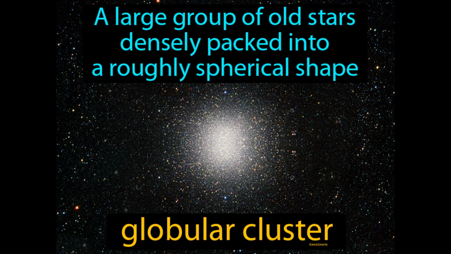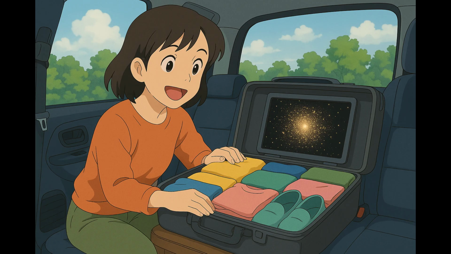A large group of old stars densely packed into a roughly spherical shape. Globular cluster. A globular cluster is a tight, spherical collection of ancient stars bound together by gravity. Imagine trying to fit all your clothes, shoes, and accessories into a single, compact suitcase for a long trip. This scenario is similar to a globular cluster, where a large number of stars are densely packed into a spherical area in space. Just as each item in your suitcase represents a star in the cluster, both situations involve fitting many components within a limited space, creating a cohesive and organized whole.